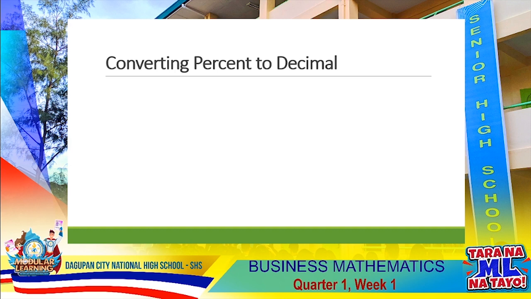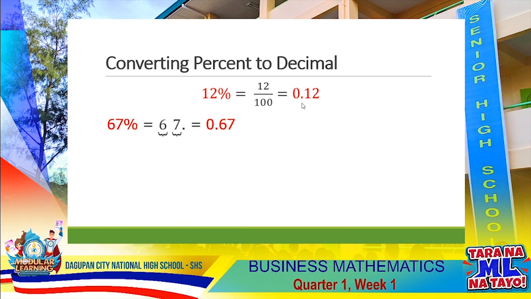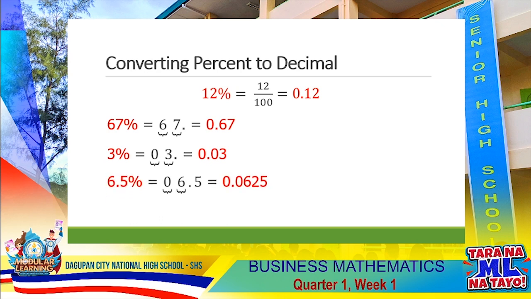When converting a percent to a decimal, get first its equivalent fraction, then change the resulting fraction into its equivalent decimal. For example, 12%, 12 hundredths is equal to 0.12. A shortcut to this process is to simply drop the percent sign and then move the decimal point 2 places to the left.